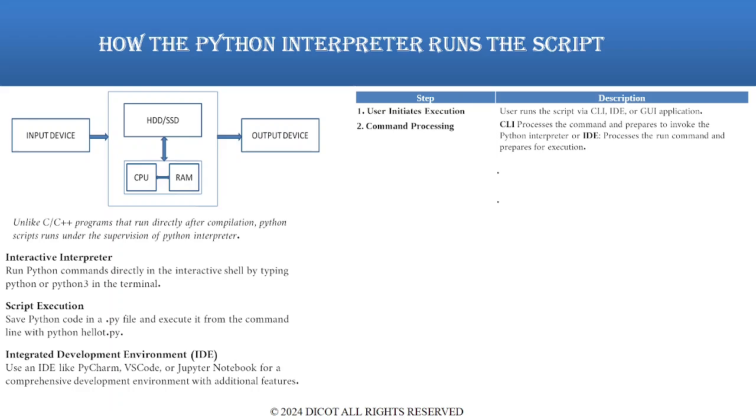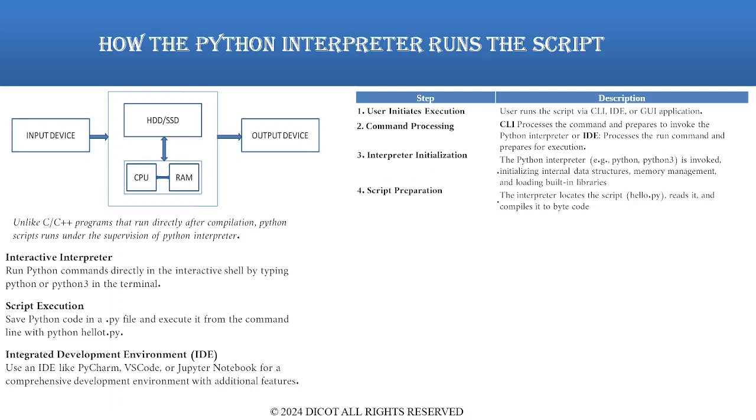Step 3. Interpreter initialization. The Python interpreter, python or python3, is invoked, initializing internal data structures, memory management, and loading built-in libraries. Step 4. Script preparation. The interpreter locates the script hello.py, reads it, and compiles it to bytecode.